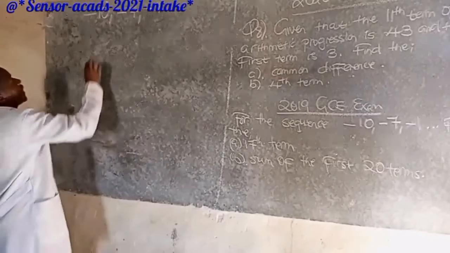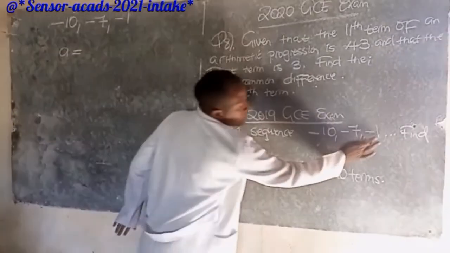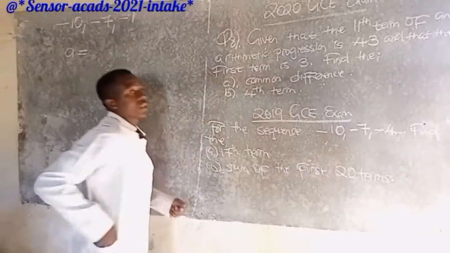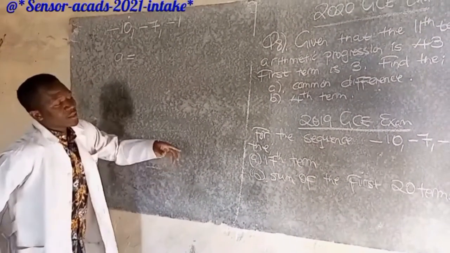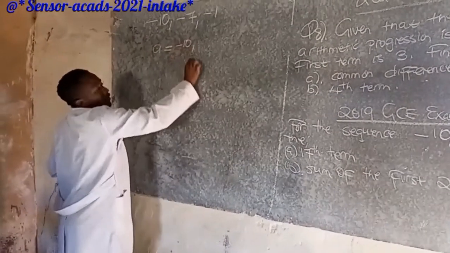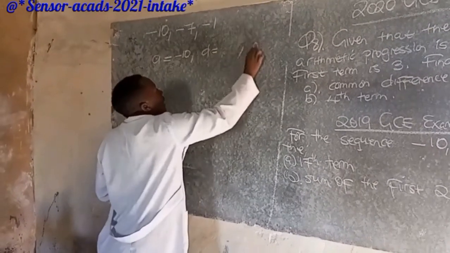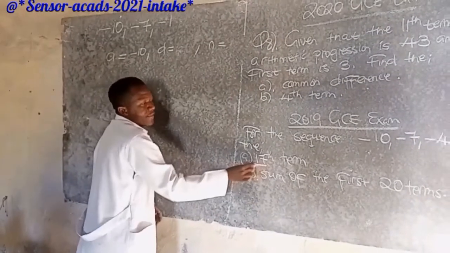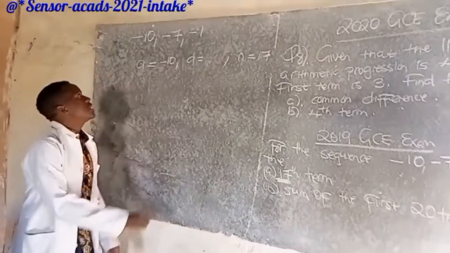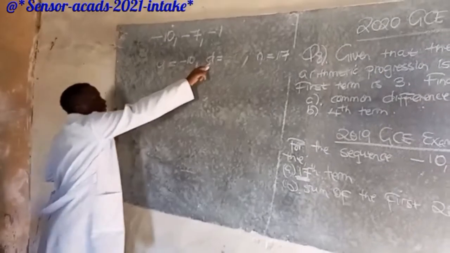In this case, we have a sequence whose next term is negative 4. So find the 17th term. Our a is negative 10. Then we need to find d. For n, they've said the 17th term, so the number we are looking for is 17. At this moment, you are just going to find the value for d.